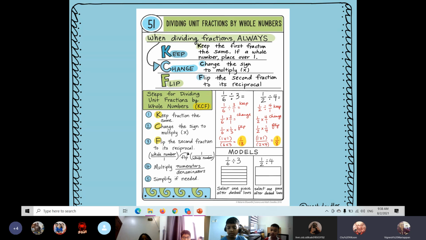Remember class, teacher said for the multiplication, you don't have to make the denominators equal. You have to multiply the fraction directly. Understand or not, class? Yes, teacher. So please respond something.